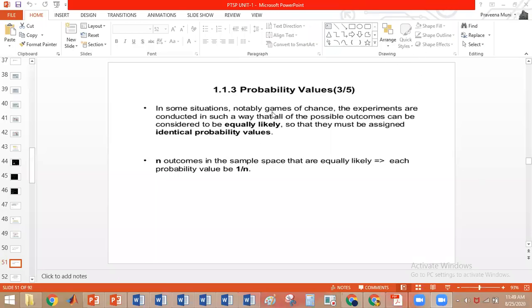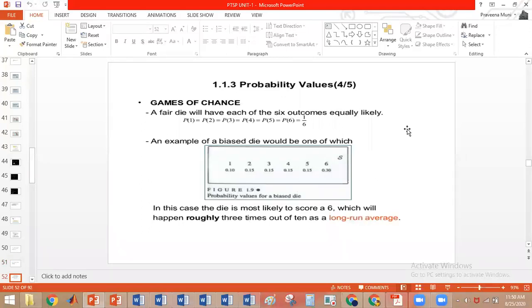Yeah, last class we discussed probability, and we discussed that if there are n outcomes in a sample space which are equally likely occurring, then each outcome will have a probability of 1 by n. So if the events are occurring equally likely, then identical probability values are assigned to the outcomes. This we have discussed in the last class. In today's class we'll discuss some examples.